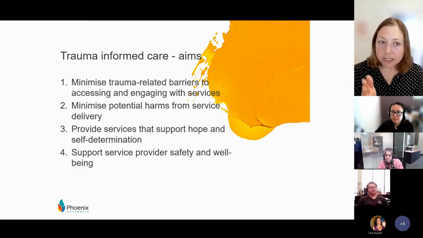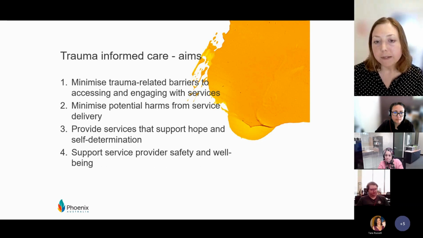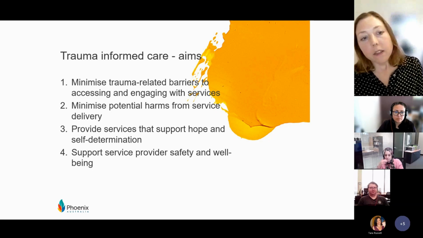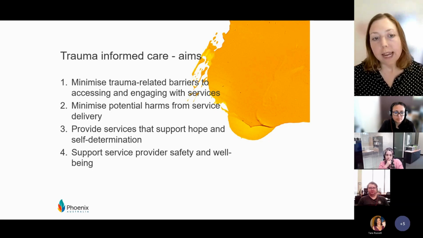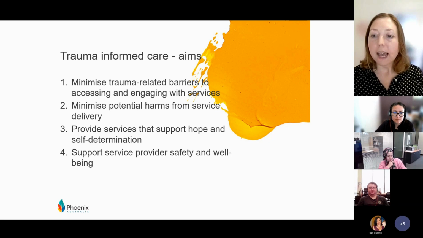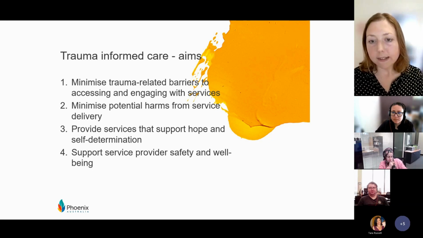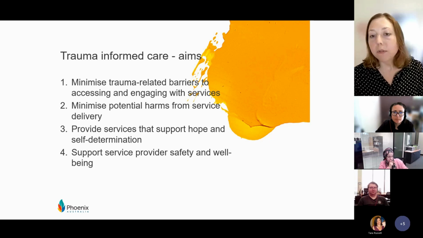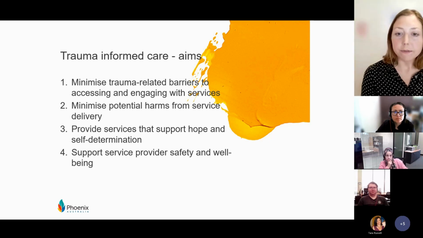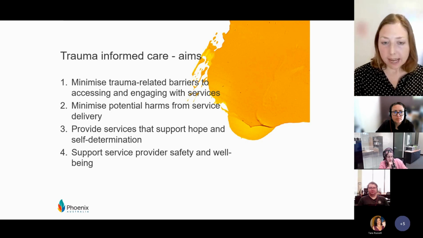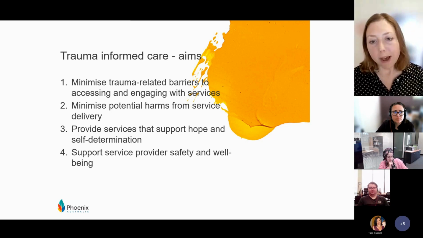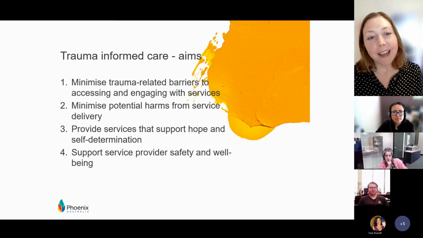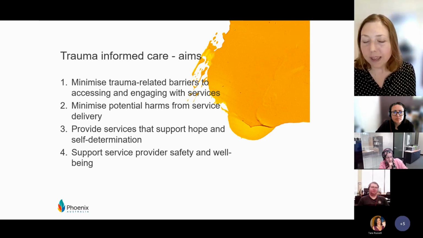But if we're to hone down a little bit more, what are the aims of TIC? Well, TIC really has 4 aims. The first is to minimise trauma-related barriers to accessing and then also to engage with services. So, for example, organisations might provide information that helps survivors feel in control of their engagement with the service, or it might be, like what you're doing today, upskilling staff around what trauma is and trauma-informed care is.